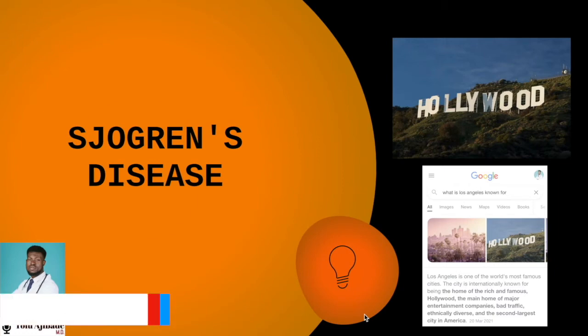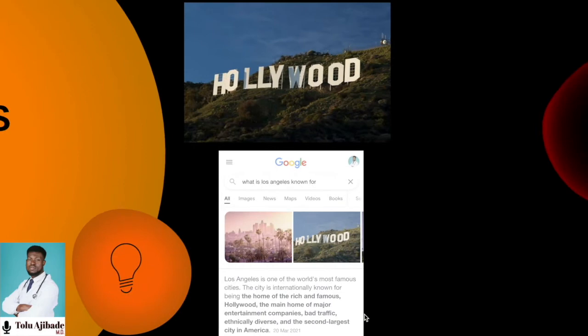Sjogren's disease. It's important we know how to pronounce this properly, because it's important for the mnemonic I'm trying to pass across. So for Sjogren's disease, we can see a picture here, which is the picture of Hollywood. Do you remember where Hollywood is located? It's in Los Angeles. So in Los Angeles, you see Hollywood.